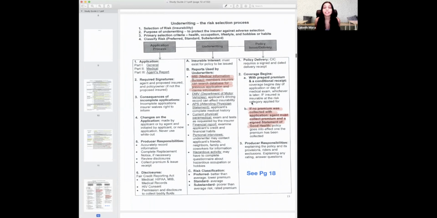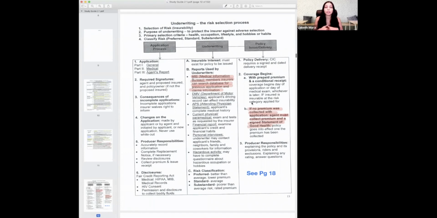The next one says, if no premium was collected with the application, the agent must collect premium and a signed statement of good health. So what does this mean? If when I first sit down with you I don't collect any money, no premium, because premiums are payment, but I find out you got approved and I come back with your policy, that's when you start paying for your policy.